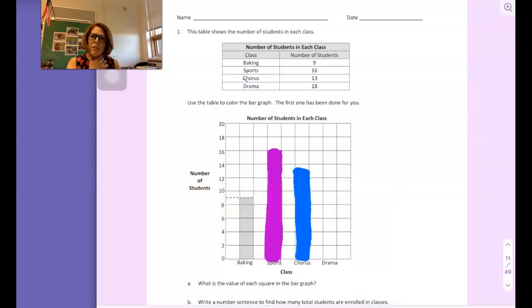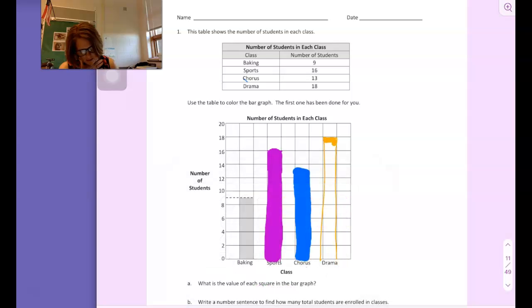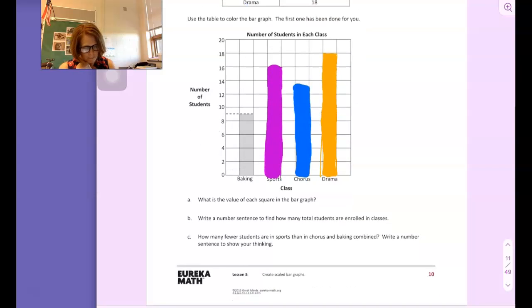Let's do orange for the last one. For drama class, there are 18 students. So I'm going to go up here to 18, draw my line across so I know where I'm stopping, trace those lines down, and let's shade that in. We'll go even smaller this time. There we go. I finally got it right. So shade that all in. Make sure yours looks like mine, maybe even a little neater than mine is.